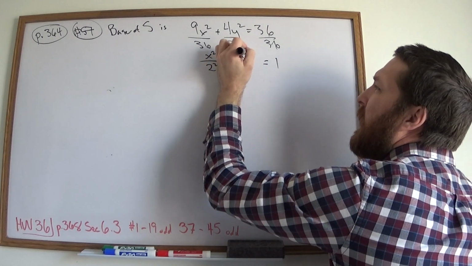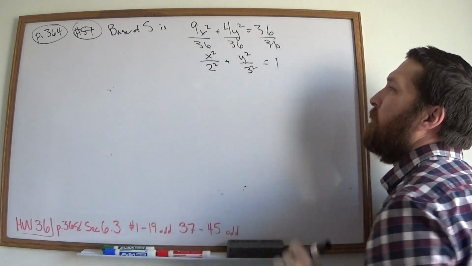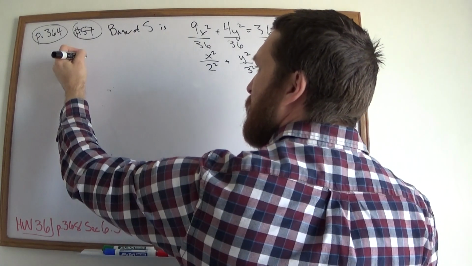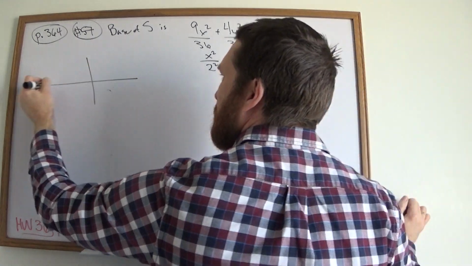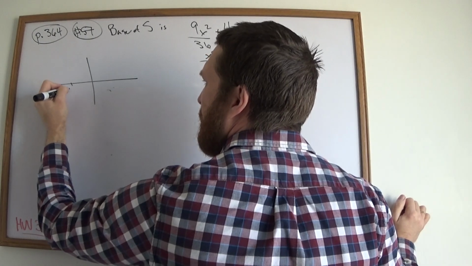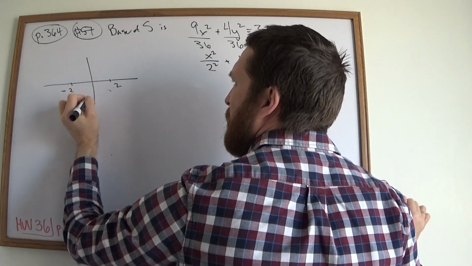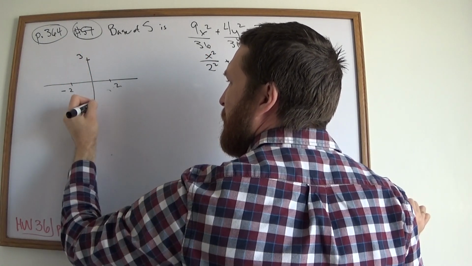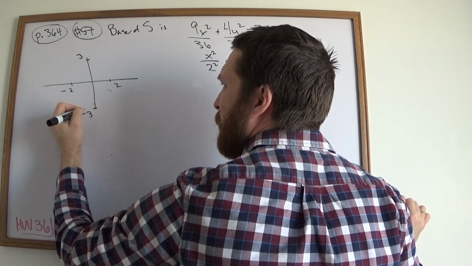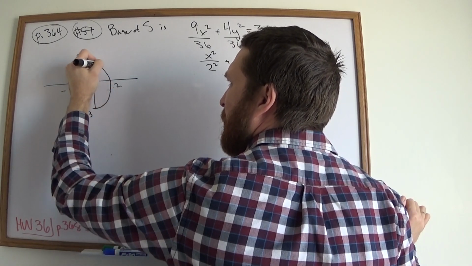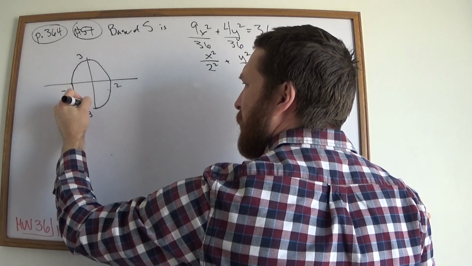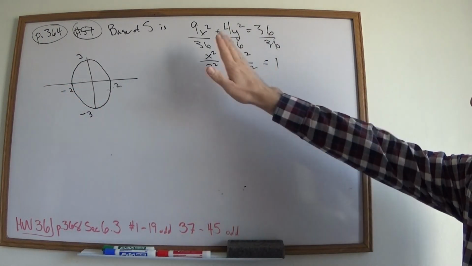Y squared, 3 squared. So there we go, up to 3 and -3. So it's an ellipse that goes through at -2 and 2 and up at 3 and -3. We've done these now. Yeah, it has been a while. Okay, so that's the base of S right there.